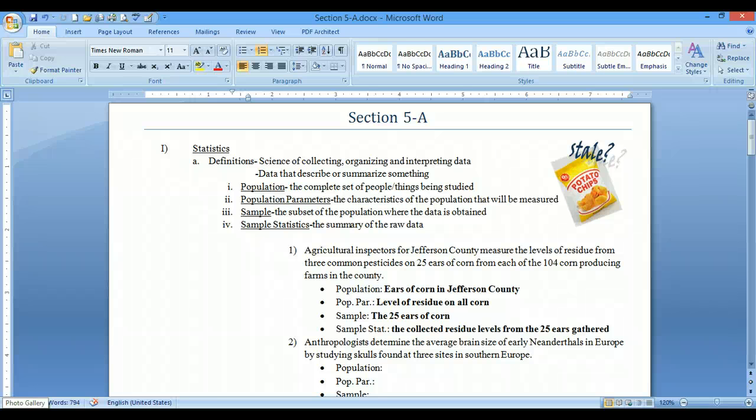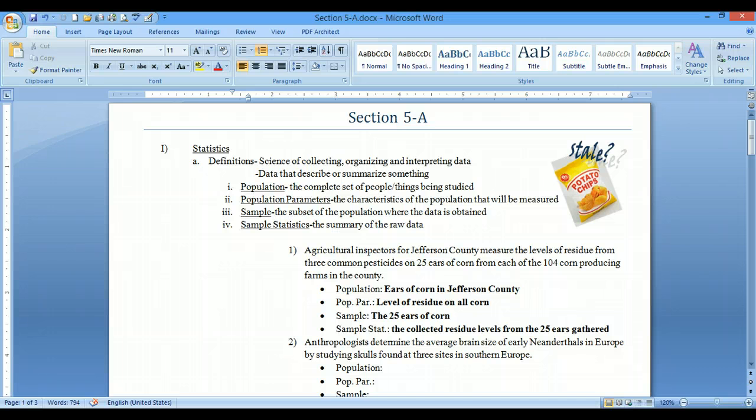Welcome to Section 5A. We're moving into a new unit called Statistics. Statistics has two definitions. The first is the science of collecting, organizing, and interpreting data. The other definition is data that describe or summarize something. So the first one is the actual actions, and the second one is the conclusion or the results of the actions.